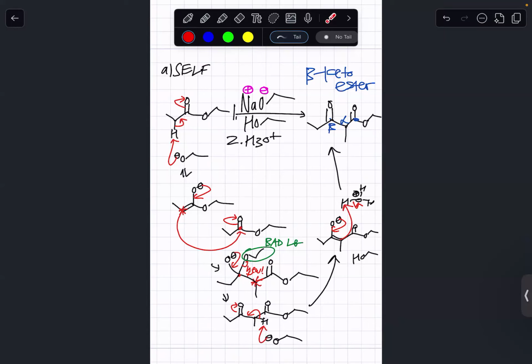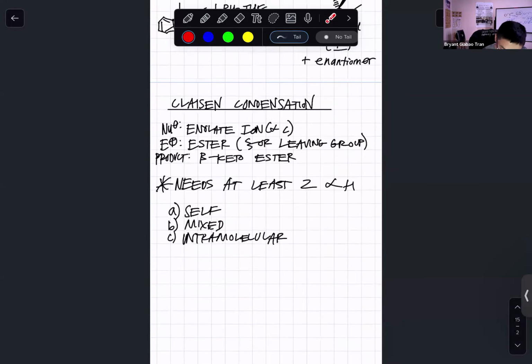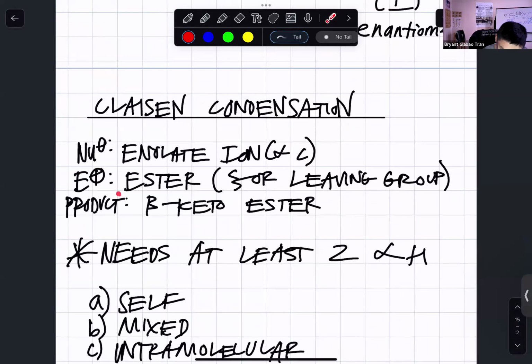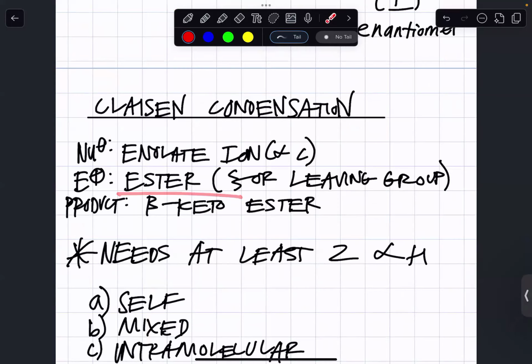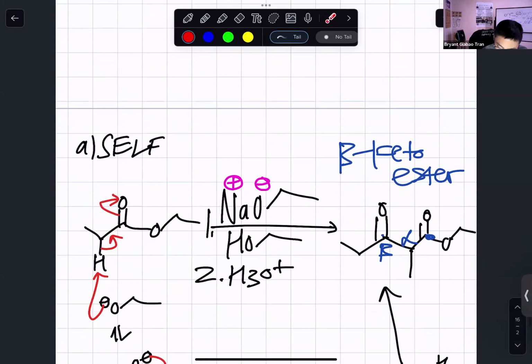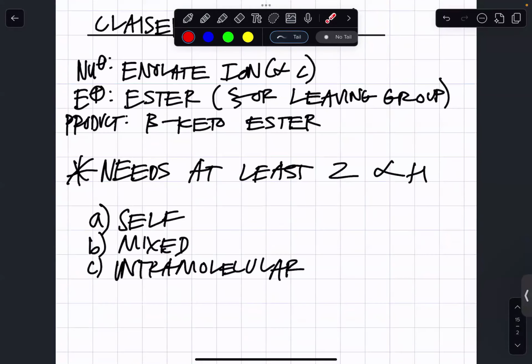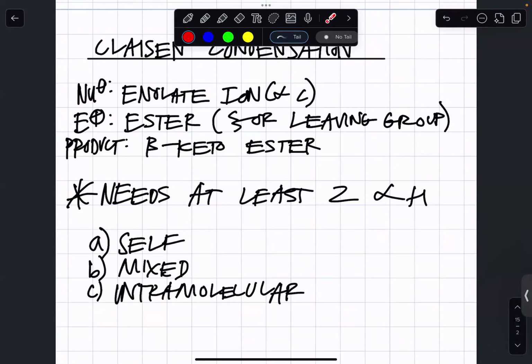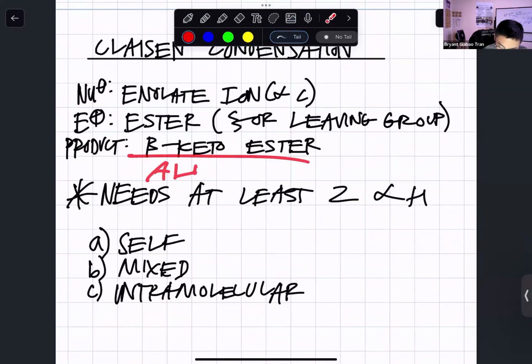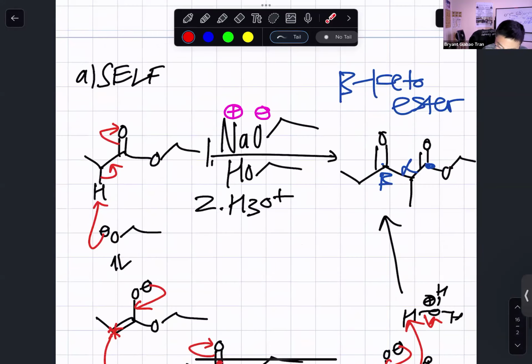I'm getting confused. How is this different from aldol? Yeah, so it's different from aldol because the electrophile for aldol would be an aldehyde or ketone. Oh, okay. Yeah. And also the product is different, because the product for aldol would either be an aldol, a hydroxy beta to a carbonyl, or an enone, an alpha beta unsaturated carbonyl. But the product for Claisen condensation is a beta keto ester.